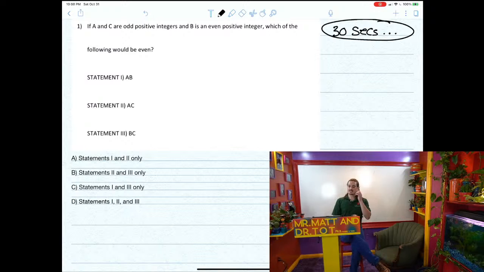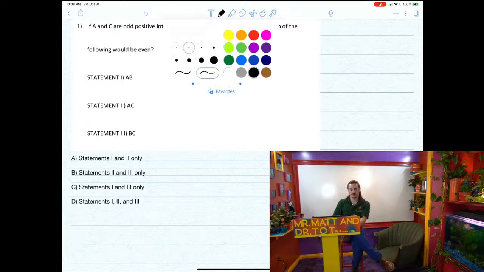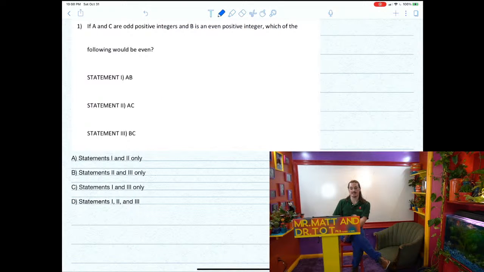Okay, so if A and C are odd positive integers and B is an even positive integer, we could identify these values as such so that they're either odd or even and easy to work with. For example, we could pick A and C to be 3 and 5, respectively, and maybe B to be 2. Those values abide by the characteristics listed in the question. And so we can substitute those values into the expressions and see which would result in an even output. Those corresponding statements would be the correct answer.